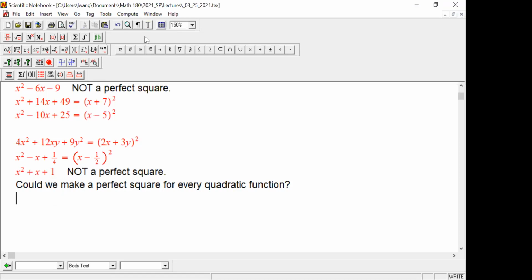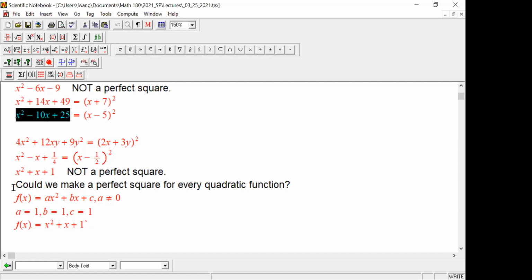Certainly. If we judge by the general form of a quadratic function, which is ax squared plus bx plus c, where a is not 0, then when a is 1, b is 1, c is 1, we get this very simple quadratic function. But it's not a perfect square. We have seen other quadratic functions, and this one is a perfect square, and these are perfect squares.